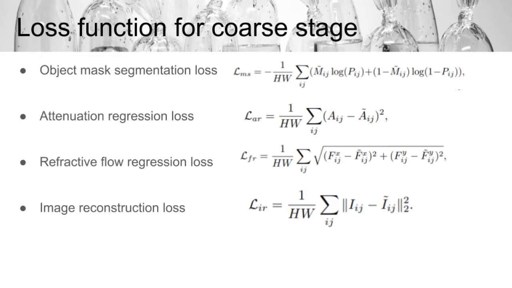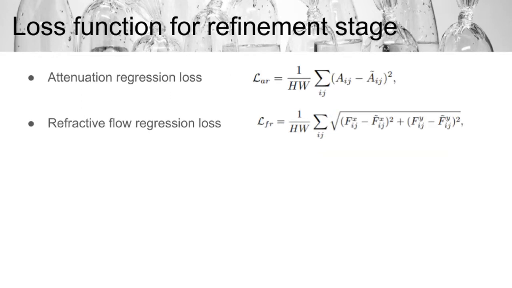Refractive flow regression loss is an average endpoint error (EPE). For the image reconstruction loss, we use MSE, mean square error, to measure the difference between the input image and the reconstructed image. Finally, we add the four losses together to train the neural network in the core stage. So now let's look at the loss function for the refinement stage. There are two losses in the second stage: attenuation regression loss and refractive flow regression loss.